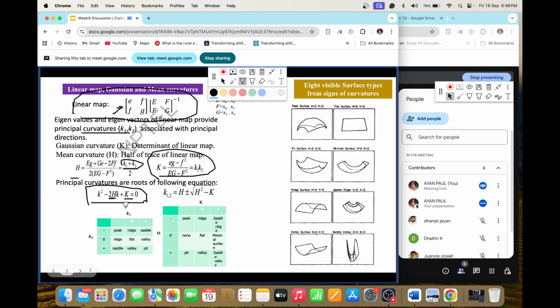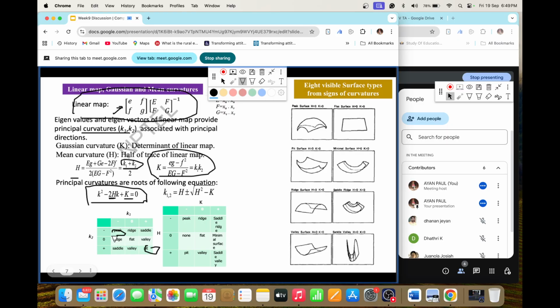And by this K1 and K2, we can see if both are negative, we will get the peak, and if both are positive, we will get the pit. Okay, and similarly there are other types like ridge, flat, valley, etc. So by this K1 and K2, you can say the nature of the surfaces.